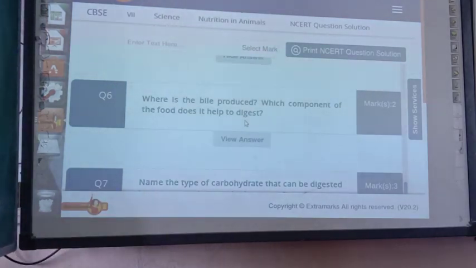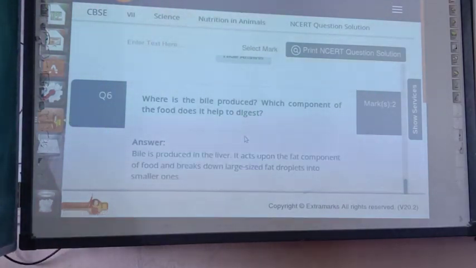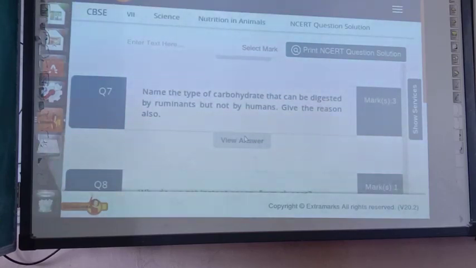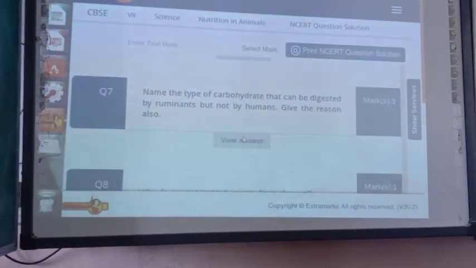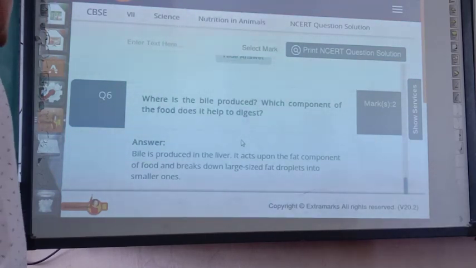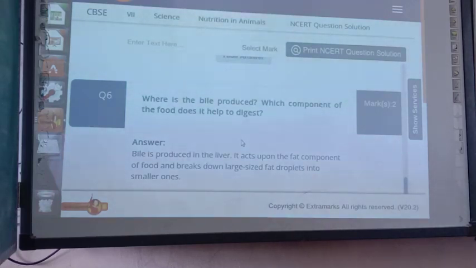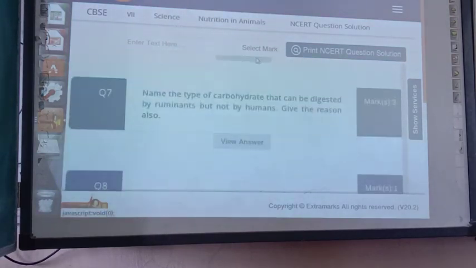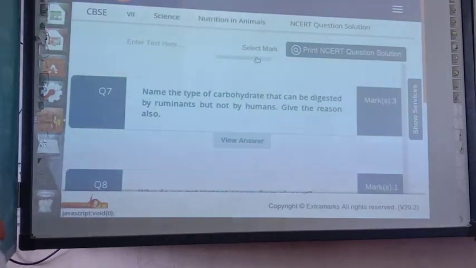Okay, you see the answers also. So bile is produced in the liver. It acts upon the fat component of food and breaks down large-size fat droplets into smaller ones. Okay, so that question is also over. Now question number 7. What is question number 7?